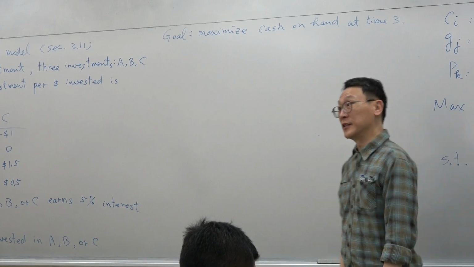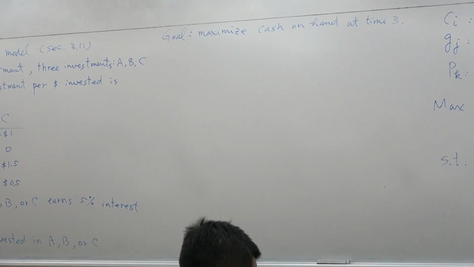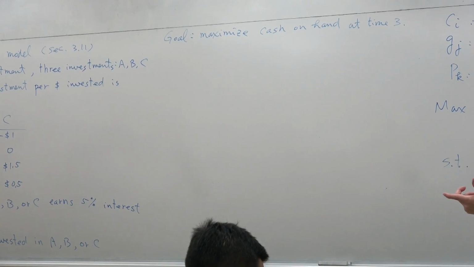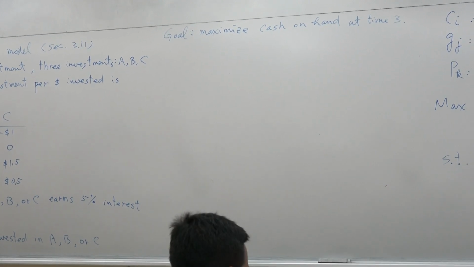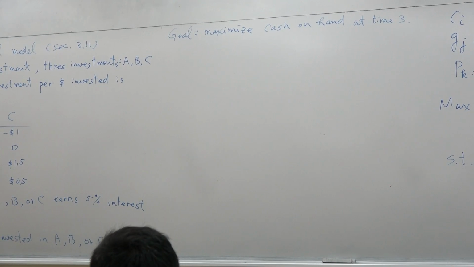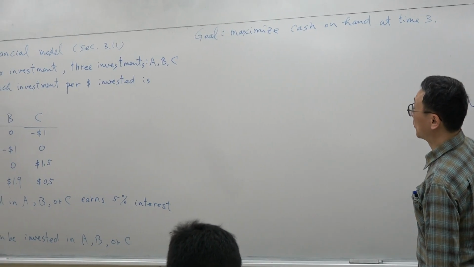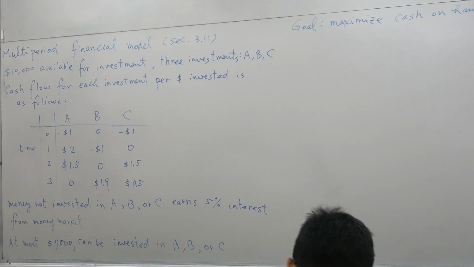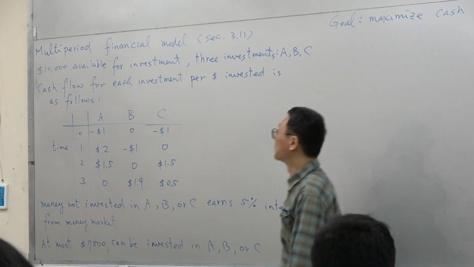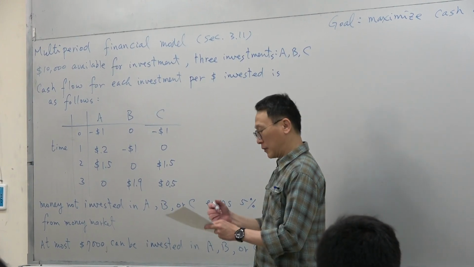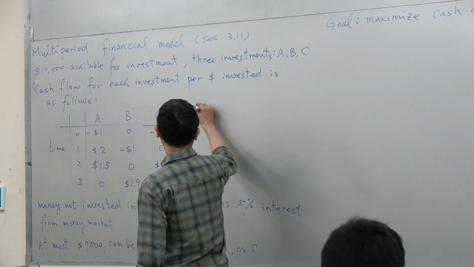It's a multi-period decision, like the previous inventory and production cost, but we make it a little bit more complex. Again, it's an investment decision. Suppose we have 10,000 for investment, we can put it in A, B, or C. Okay. And the cash flow, let's write it down.